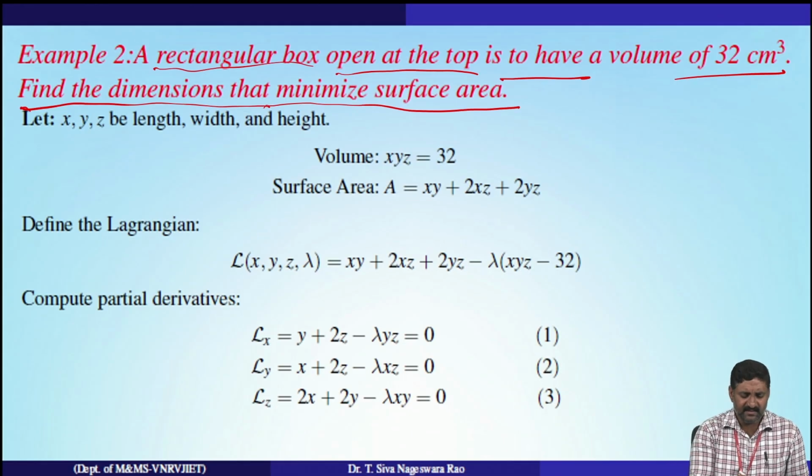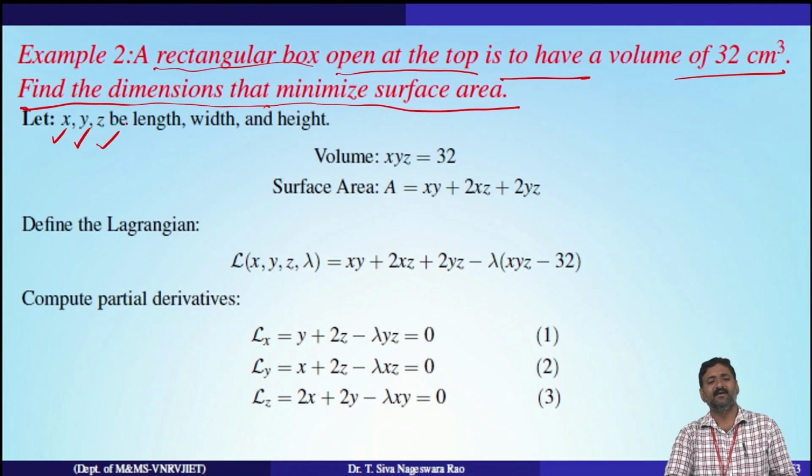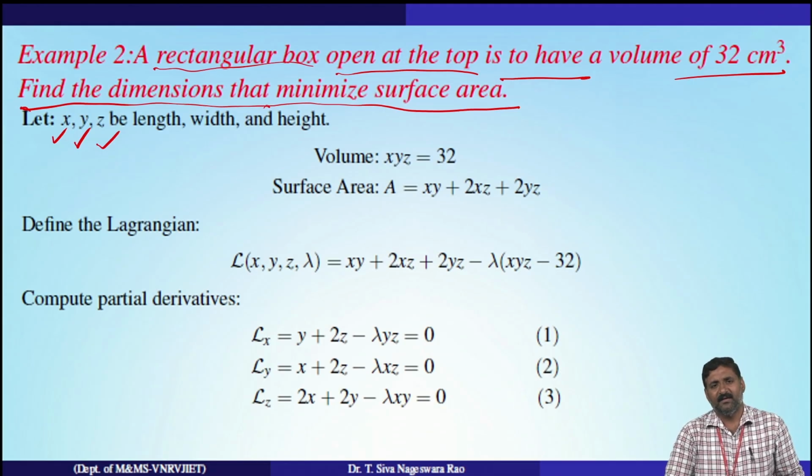Now the solution. Assume that x is the length, y is the breadth and z is the height of the rectangular box. What is given? The rectangular box top is open. If you are observing a matchbox, this looks like a rectangular box. Top is open. Assume that all the sides are closed. Then what is the surface area? Here a rectangular box means three-dimensional.